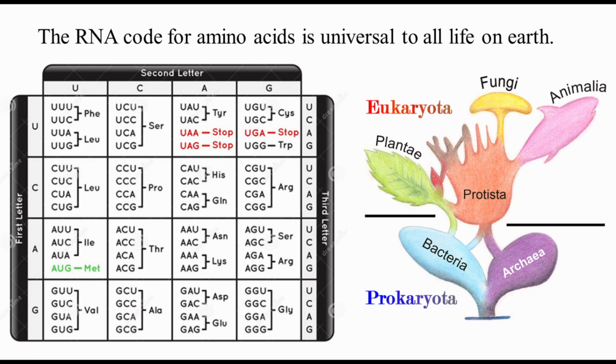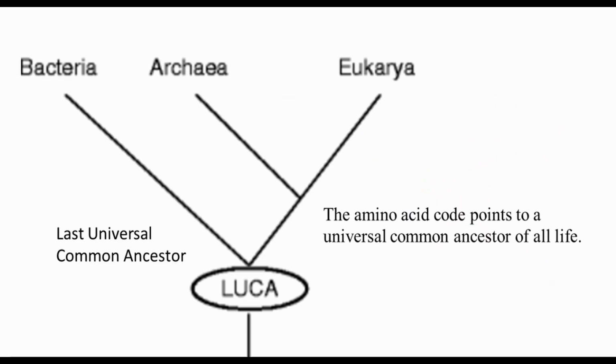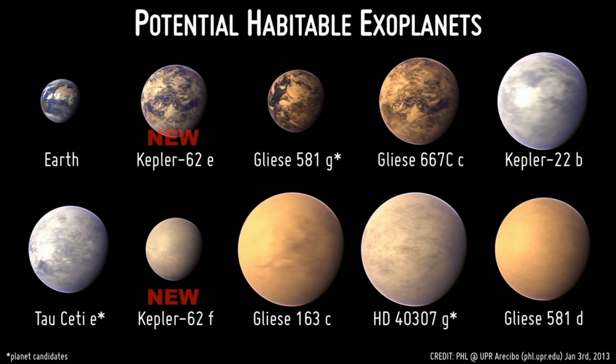Although both the Crick et al. and the Nirenberg-Matthaei teams used bacteria for their experiments, it has since been proved that the RNA code for amino acids is universal to all life on Earth. The amino acid code points to a universal common ancestor of all life. If we ever find life on other planets, it would be curious if they make protein with RNA, and highly improbable that their amino acid code would be the same as life on Earth.